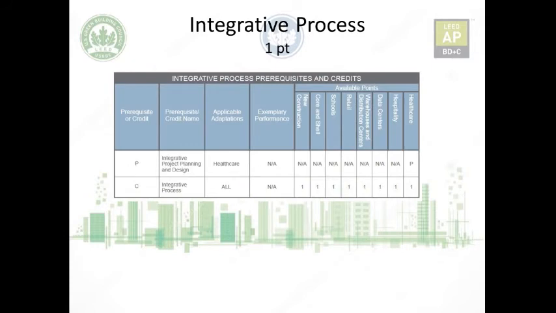Hello and welcome. To start with the credit categories, the first one is integrative process. The maximum number of points we can earn is 1, and as per the table it has 1 prerequisite and 1 credit. But this prerequisite is only applicable to healthcare adaptation. If you see all not available except for healthcare, and for the integrative process credit, it's available to all adaptations, and the maximum number of points is 1.